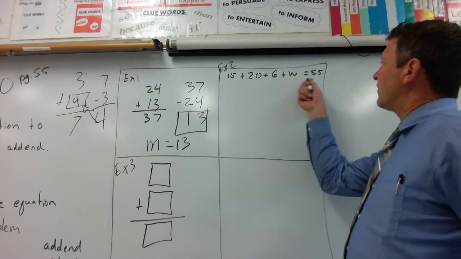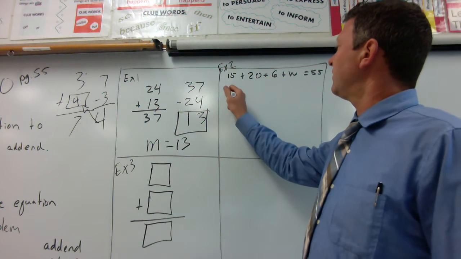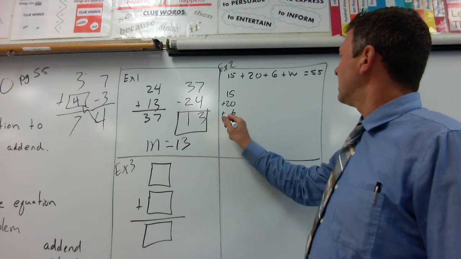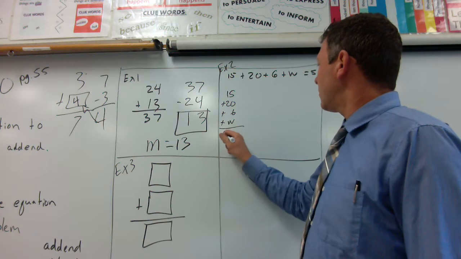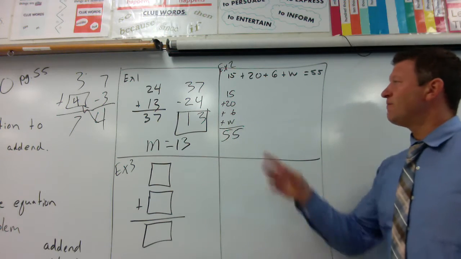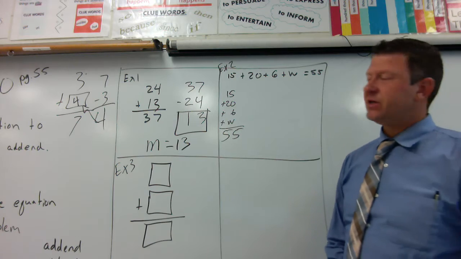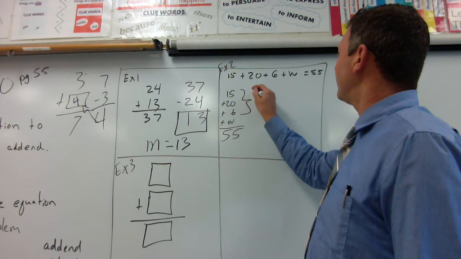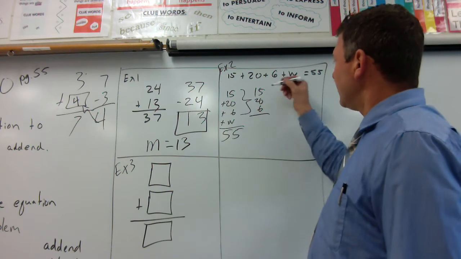Saxon wants to step it up once because you guys are 4th graders this year. Notice they wrote one horizontally for us. Whenever they write it horizontally, we're going to replace it vertically. 15 plus 20 plus 6 plus, and that's a W, that's our variable, equals 55. Now whenever we have more than one number up here, we have to add first, then subtract. So let's take all these numbers and add them up. 15 plus 20 plus 6.